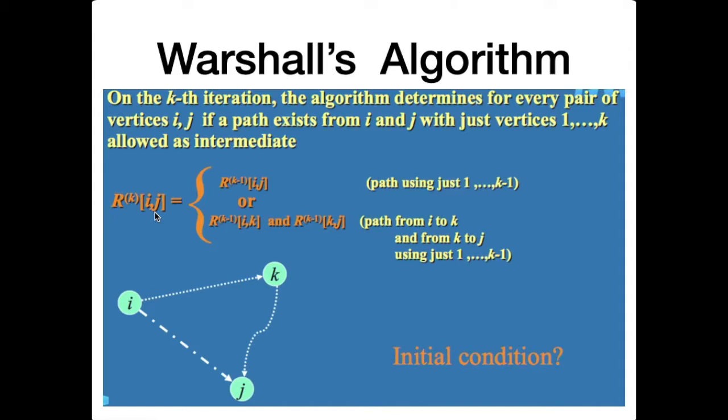So this is the kth iteration. This value is 1 if in the previous iteration the value is 1, or this one. This has a graphical representation. There is a path from I to J if there's a path from I to K and there's a path from K to J. That is basically what it is saying. That is why it is called transitive closure: it's because of transitivity. If there's a path from I to K and there's a path from K to J, then there's a path from I to J.